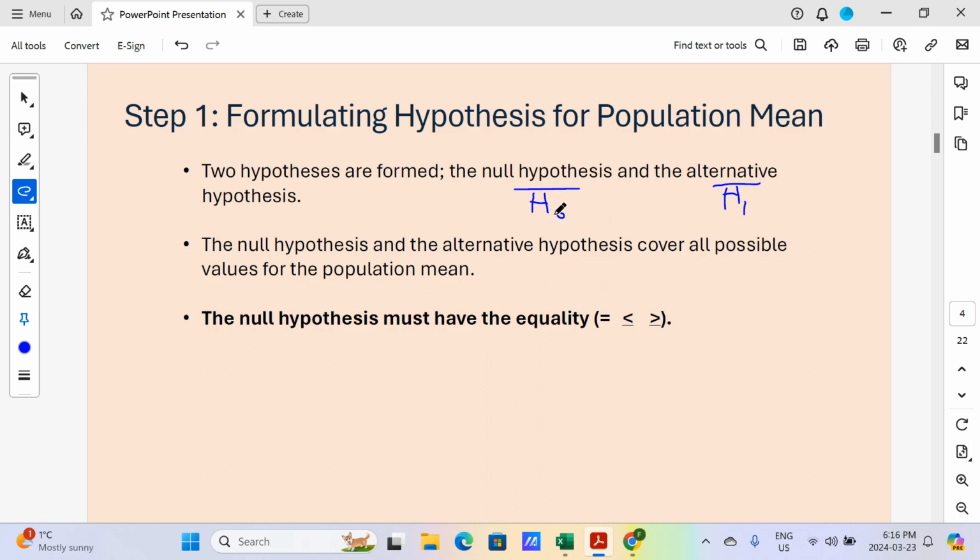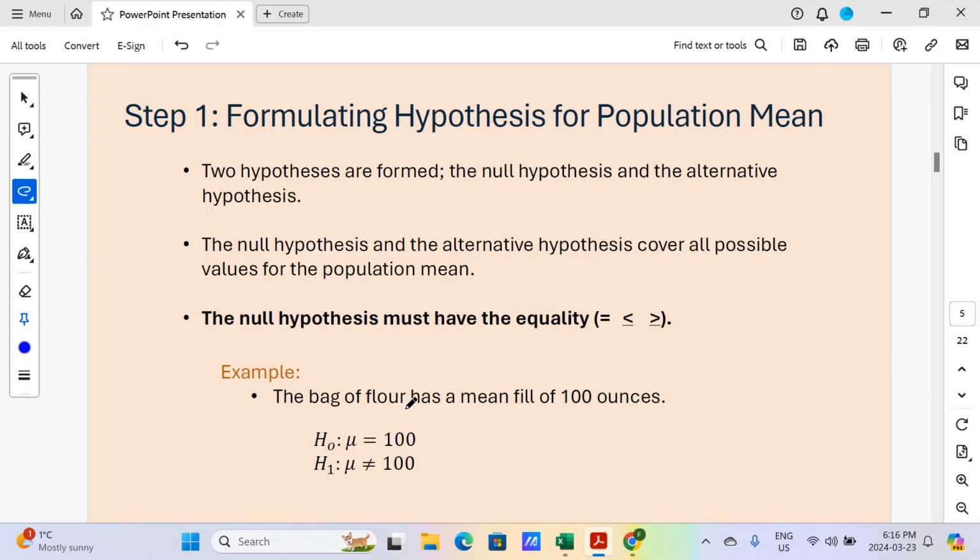So look at here, while making H0 and H alternative, you need to cover all the possible values for the population mean. Okay, so you need to make them in a way that they are complement to each other. And it's very important: we always need to have equal sign in the null hypothesis, in H0.